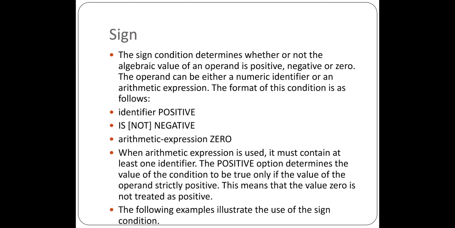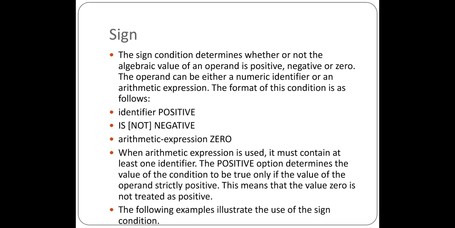The general form for this is identifier is positive, and then the second form is identifier is not negative or is negative, and then the third form is arithmetic expression and zero. So these are the three forms that we have. Using this sign condition we would be able to check whether the identifier is a positive identifier or negative identifier, or equivalent to zero value.